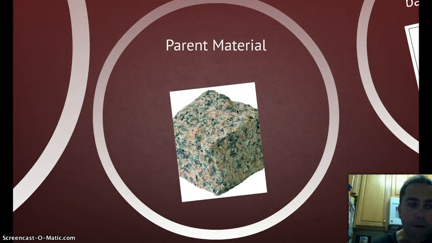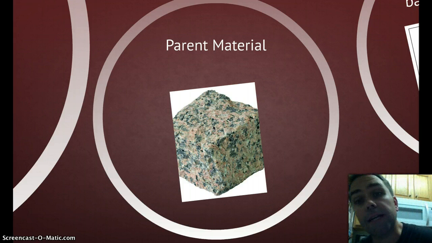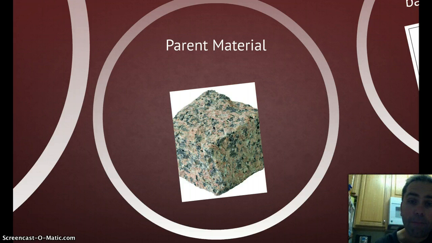The P is for parent material. With parent material, soil formed on limestone is going to be less acidic than soil formed on granite. So depending on what's underneath and how that horizon forms, that's going to determine some of the characteristics of the soil that you're dealing with.